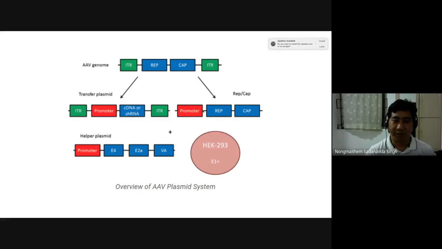So in the presence of Rep, Cap, and adenoviral genes, which is called the helper plasmid, the construct flanked by ITRs will be packaged in the adeno-associated particles, which can be used for introducing your gene of interest, cDNA or shRNA in this case, into a particular tissue. For example, neuronal tissues, which are very difficult to be transfected by many other viruses. After packaging, you don't have Rep or Cap, so it doesn't integrate into the genome, but it allows the expression of your transgene. So it has become very popular in recent times because it can be utilized for specific tissue delivery of transgenes of your interest.